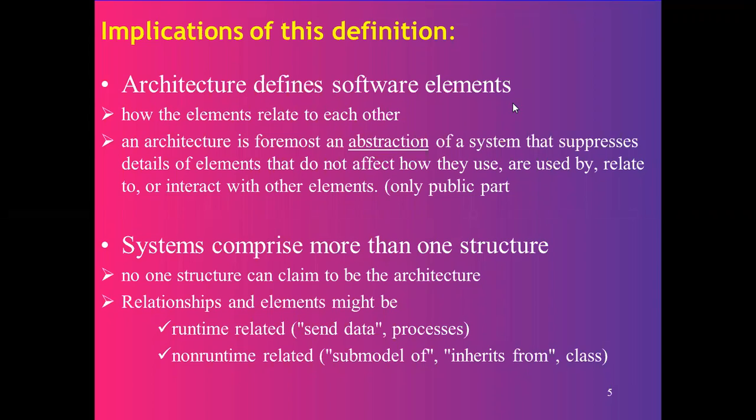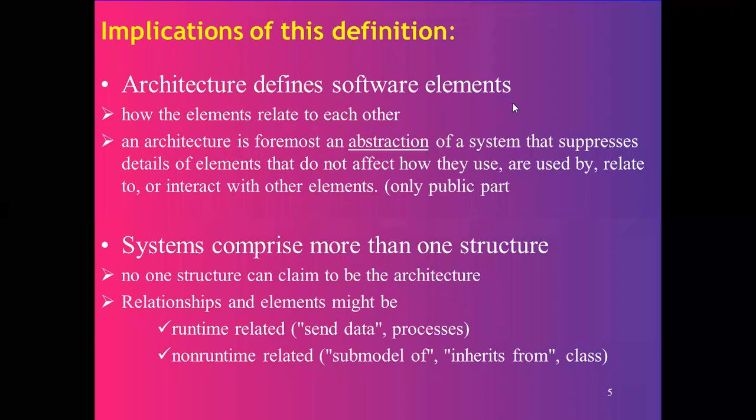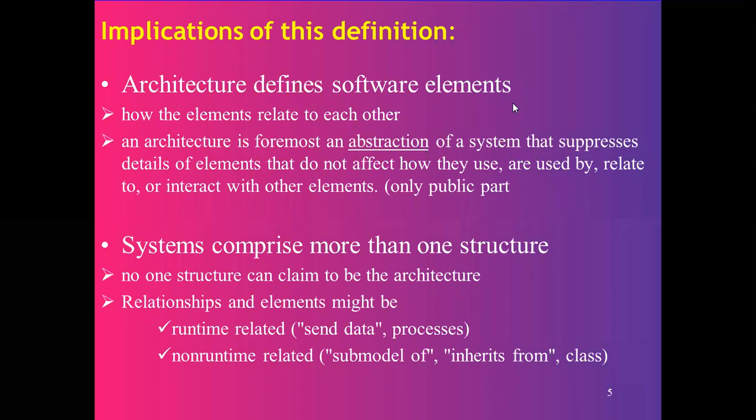So we can say no one structure can claim to be the architecture. Whenever an architect designs any system, there are multiple structures or multiple architectures for a single system. Those multiple architectures are independent, or different from different perspectives. So we cannot claim that one architecture is the architecture, and the architecture does not depend on any one perspective. The next one is relationship and elements.